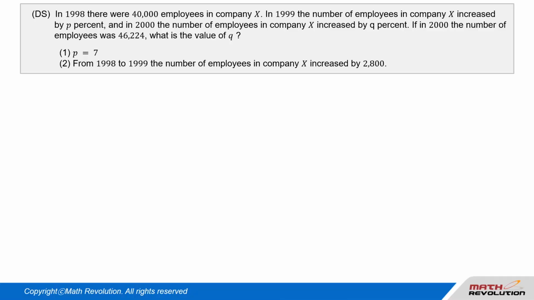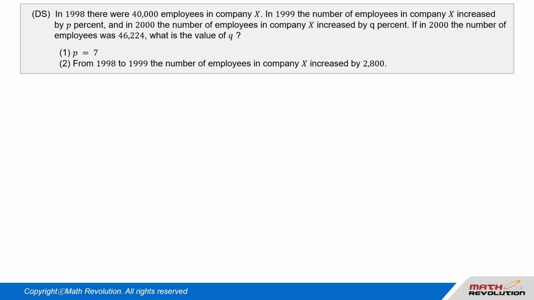Question 2. DS. In 1998, there were 40,000 employees in Company X. In 1999, the number of employees in Company X increased by P%. And in 2000, the number of employees in Company X increased by Q%. If in 2000 the number of employees was 46,224, what is the value of Q?